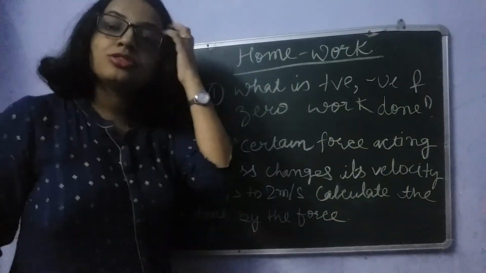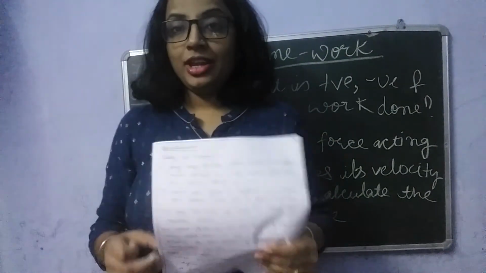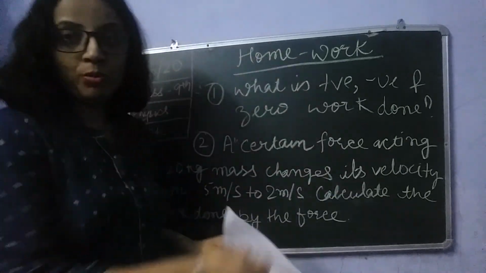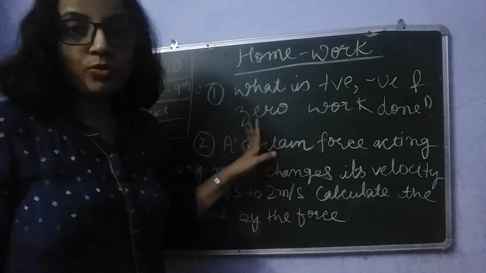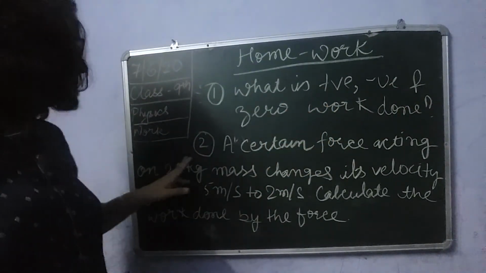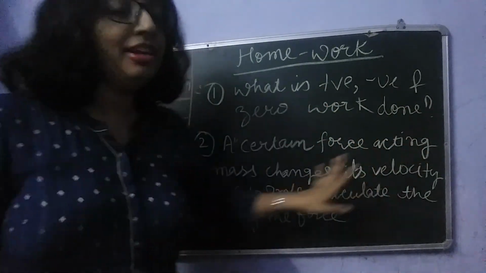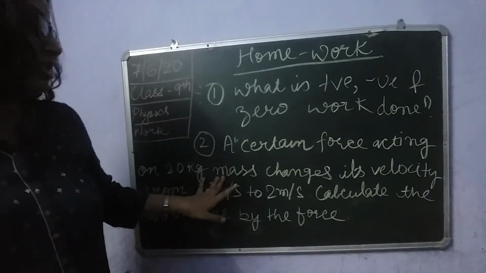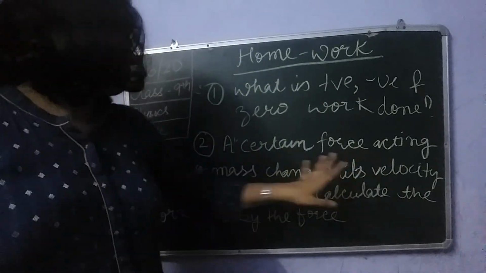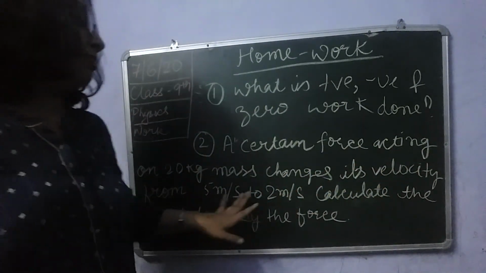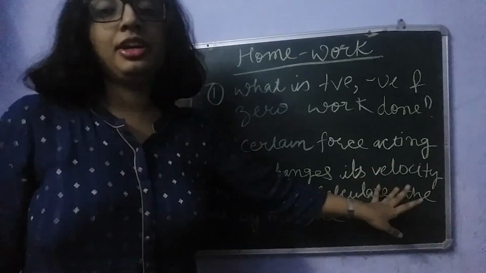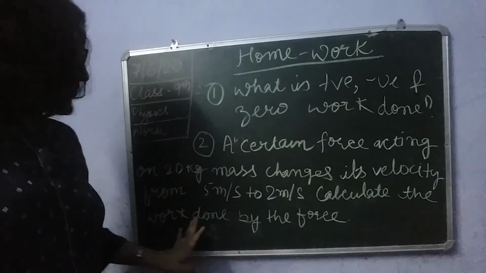So now that's all for today. Hope you liked whatever I have taught. This is the homework. Homework is: what is positive, negative and 0 work done, and the other homework is a certain force acting on 20 kg mass changes velocity from 5 meter per second to 2 meter per second. Here we need to find the work done by the force.